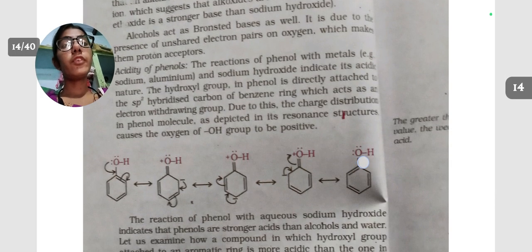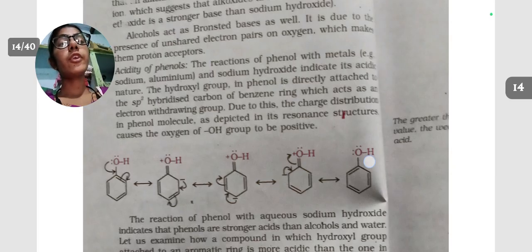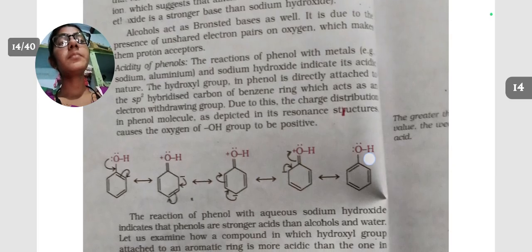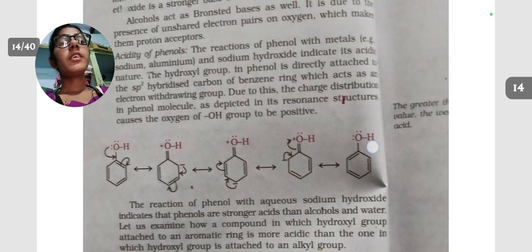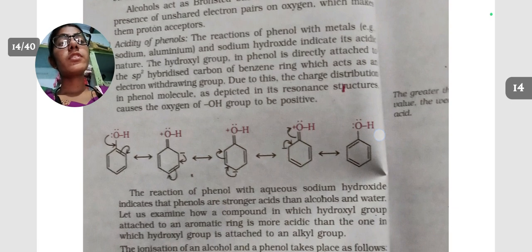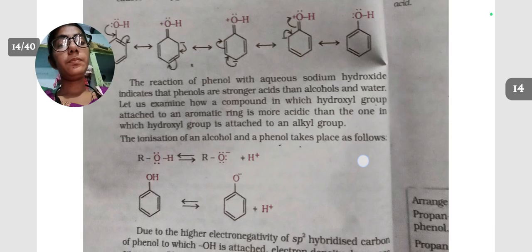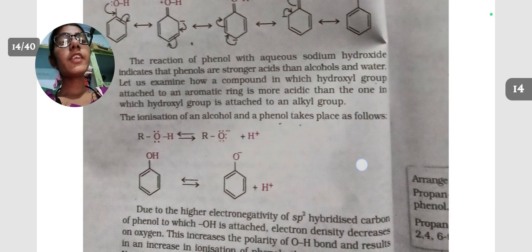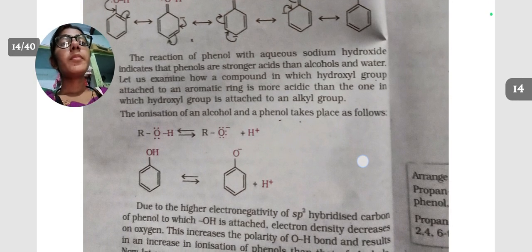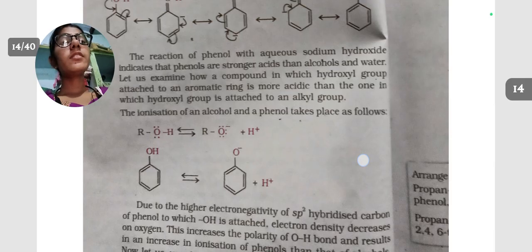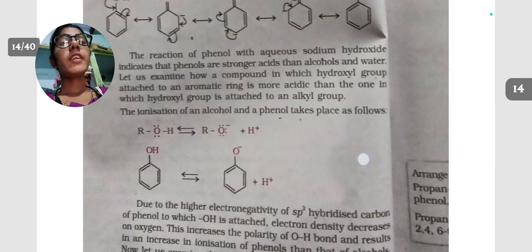Acidity of phenols: the reaction of phenols with metals such as sodium and aluminium, and with sodium hydroxide, indicates their acidic nature. The hydroxyl group in phenol is directly attached to the sp2 hybridized carbon atom of the benzene ring, which acts as an electron withdrawing group. Due to this, the charge distribution in the phenol molecule is dissipated in the resonance structures. This causes the oxygen to become positive. The reaction of phenol with sodium hydroxide indicates that phenol is a stronger acid than alcohols and water.